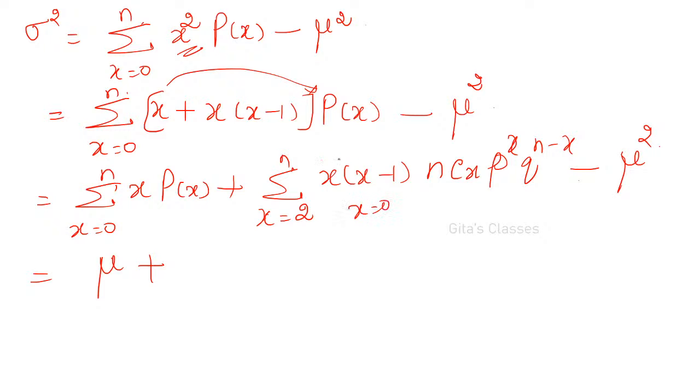When x is equal to 0 it will become 0 because you have x, and when x is equal to 1 also it will become 0, as x minus 1 is there. So you need not write 0 and 1. So x varies from 2 to n, x into x minus 1. So the first term is x is equal to 2.